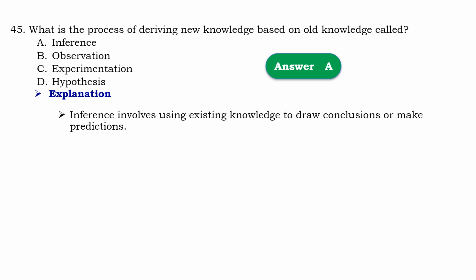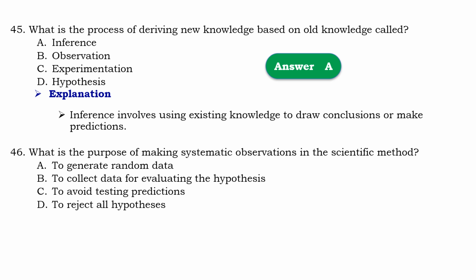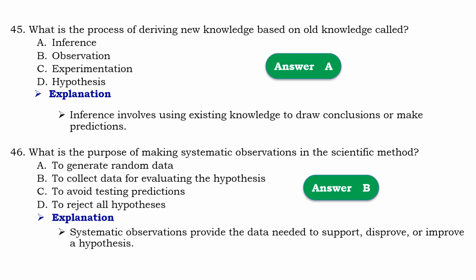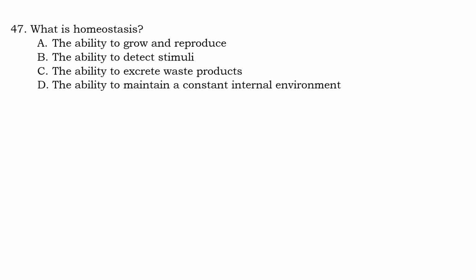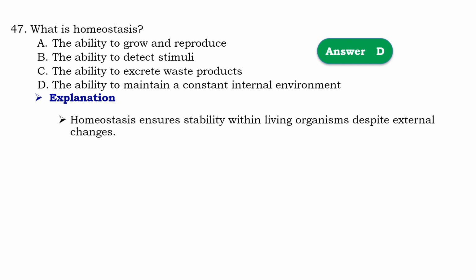Question number 46: What is the purpose of making systematic observation in the scientific method? So that should be to collect data for evaluating hypothesis, meaning that systematic observation provides data needed to support, disprove or improve a hypothesis. Question number 47: What is homeostasis? So that should be the ability to maintain a constant internal environment, meaning that homeostasis ensures stability within living organisms despite external changes.